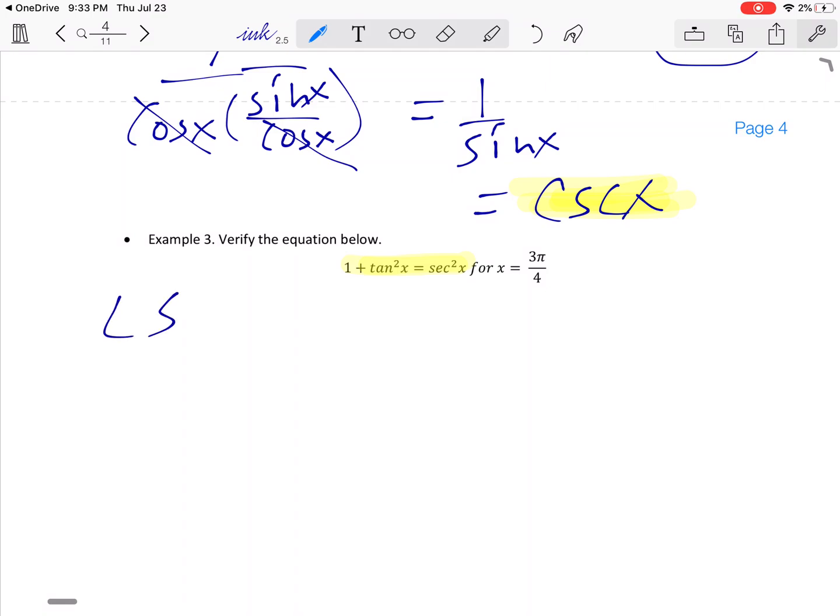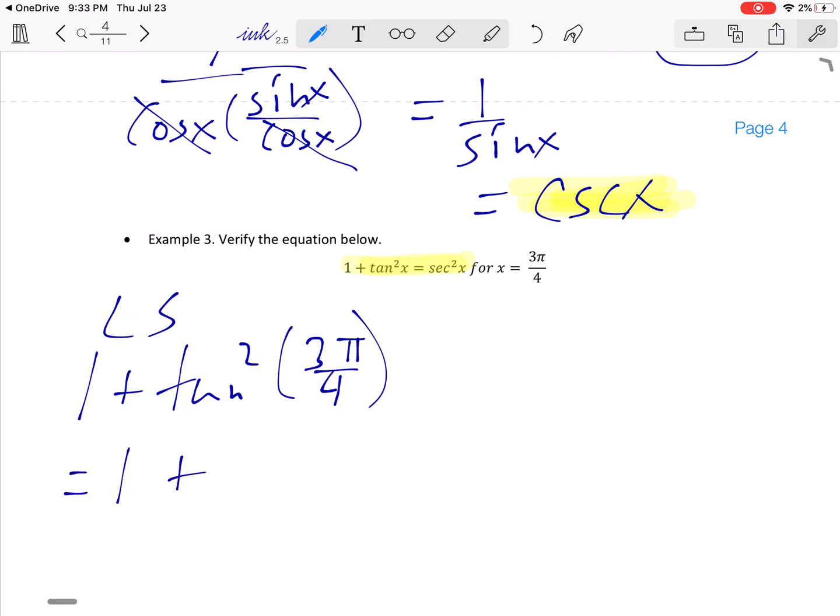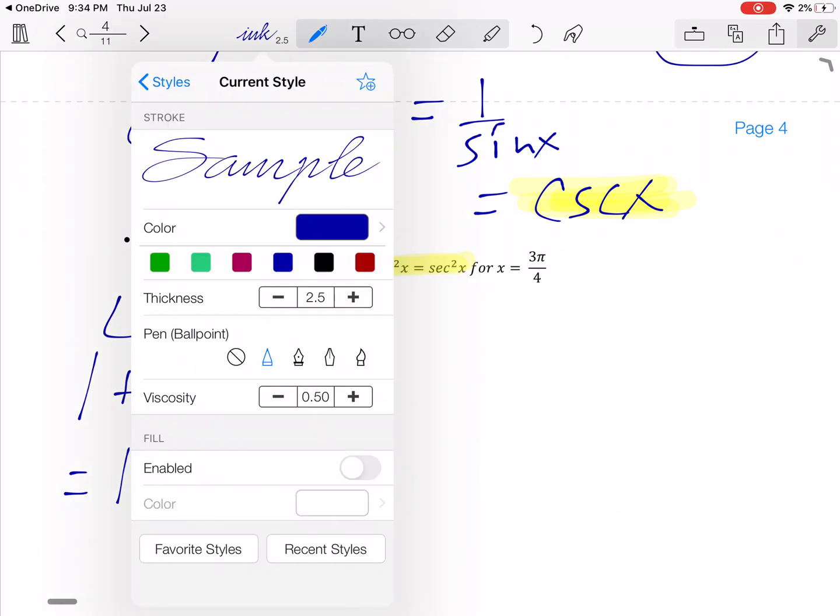So left side, we've got 1 plus tan squared 3 pi over 4. Okay, now if you're wondering how do you do the tan squared, all you want to do here is take tan of 3 pi over 4, and then whatever you get there, square that. Okay, so that's going to give you -1 times -1, which gives you 1. Okay, and that's going to give you 2 altogether. Okay, now do the same thing for the right side.